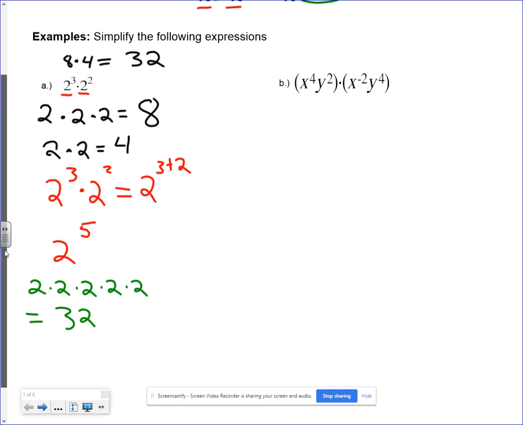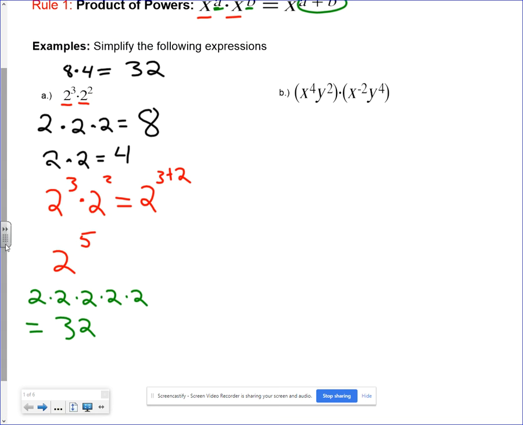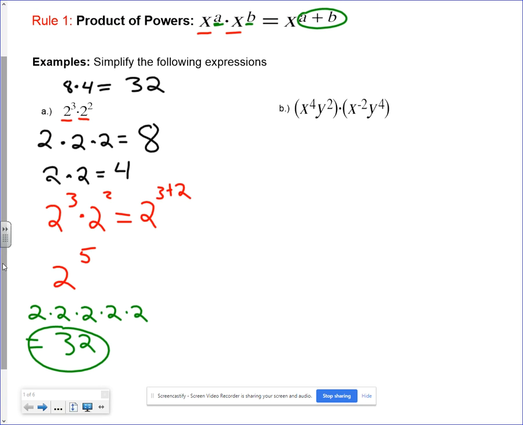So what this allows us to do is it saves time if you remember that 2 to the fifth is 32, but it also minimizes multiplication errors when multiplying these sorts of terms out. So let's look at the second expression here. We have x to the fourth y squared times x to the negative 2 y to the fourth.